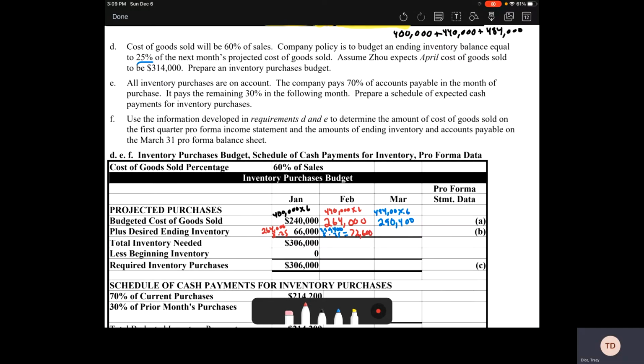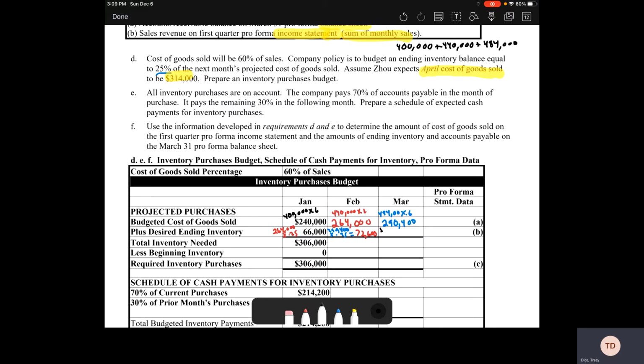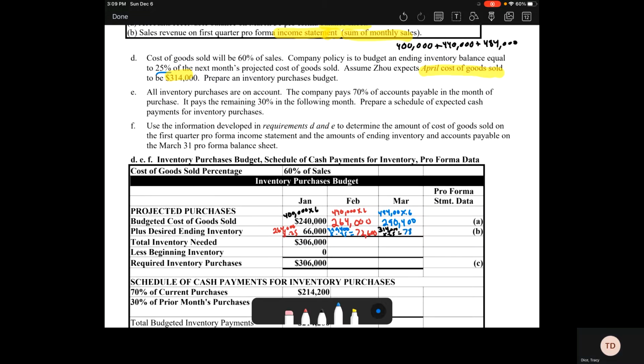Now, for March's, we need April's, but in this inventory purchases budget, we only have January, February, and March. So if you go back up into the problem, they say to assume that April's cost of goods sold will be 314,000. So that means we need to take that 314 times 0.25, which will give us 78,500 for our desired ending inventory.